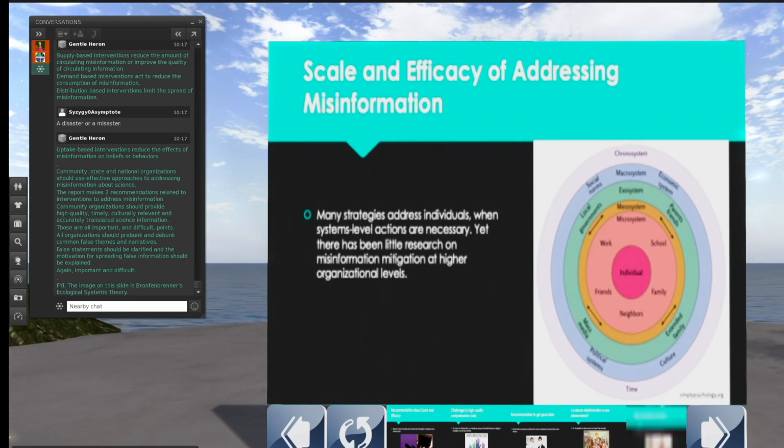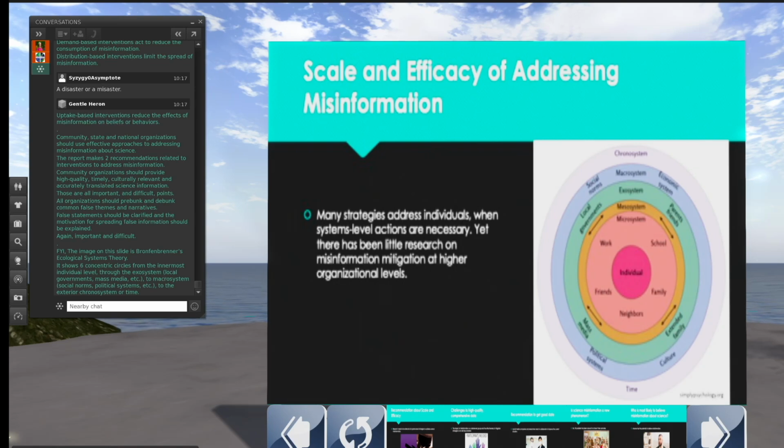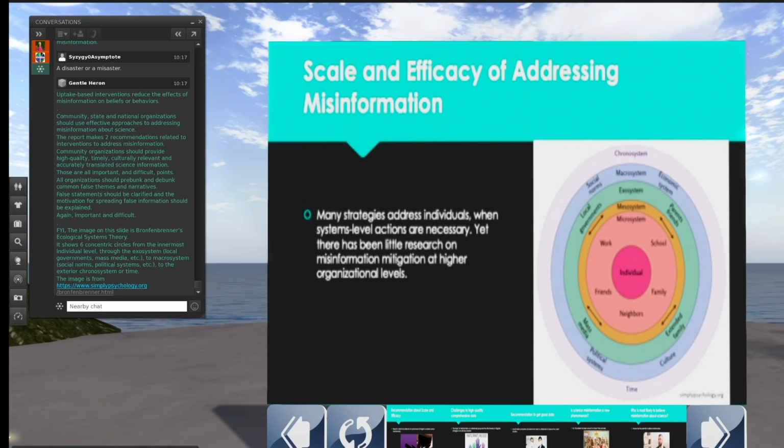Just a little aside here, the image on this slide is Bronfenbrenner's ecological systems theory. You may not be familiar with that. It's one I like. It shows 6 concentric circles. The innermost one is the individual, and it goes outward through the exosystem, which means local governments and mass media and that kind of thing. And then it goes further out to the macrosystem, which are social norms and political systems. And then the last ring is the chronosystem, or time. And that's where that image is from, if you want to find out more about it.